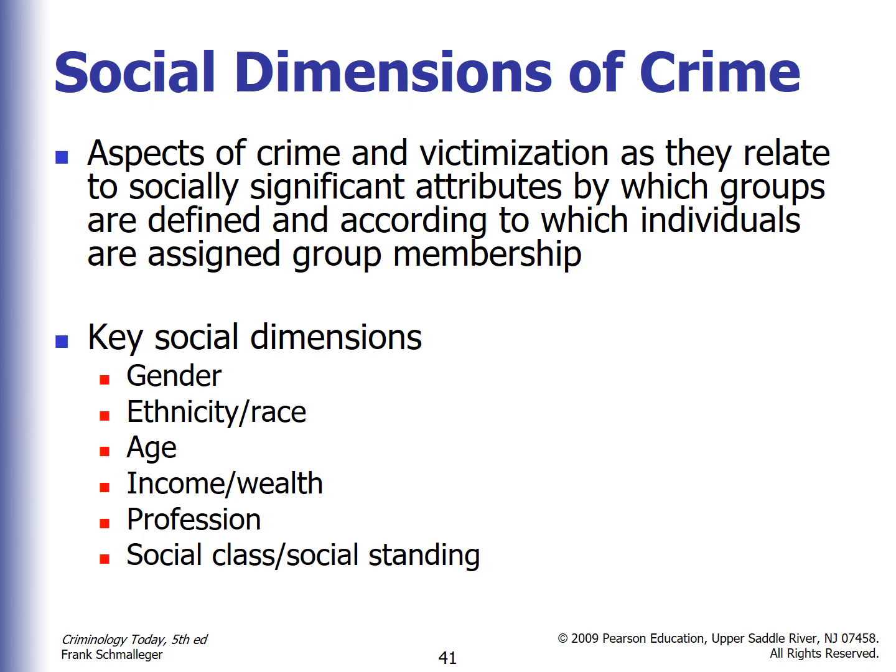Social dimensions of crime. Now, the regular project for this class asks you to look at social dimensions of crime. That's basically the aspects of crime and victimization as they relate to significant social attributes by groups, which are defined and according to which individuals are assigned a group membership. Yeah, that's a lot. Basically, we're looking at what characteristics, what groups do people belong to.